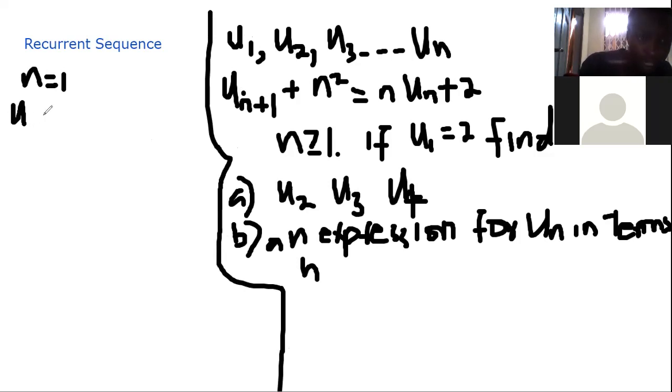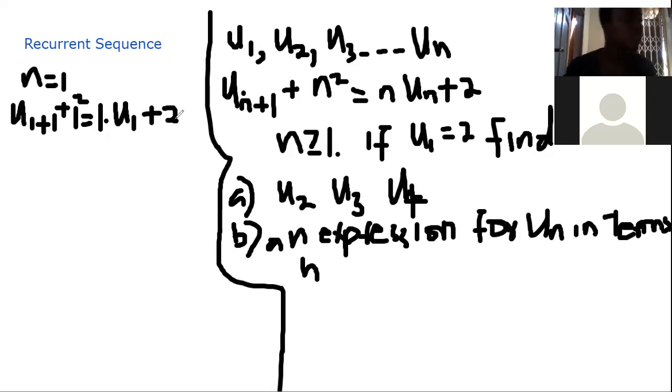So there will be u(1+1) plus n squared. The n squared here is 1 squared, which is 1, equal to 1 times u1 plus 2. Have you seen it? When n is equal to 1, you just substitute into the relation your question gave you. Anywhere you see n, you put in 1.